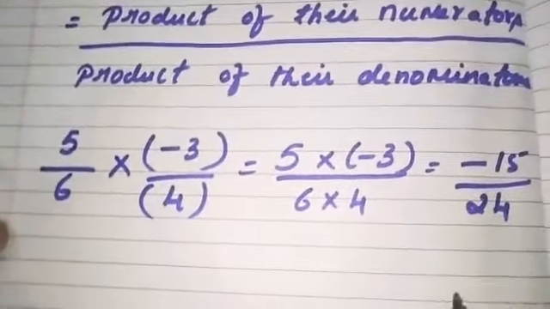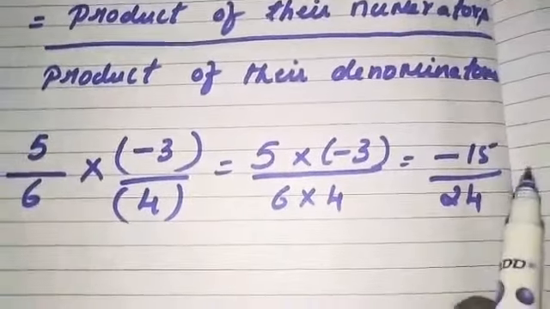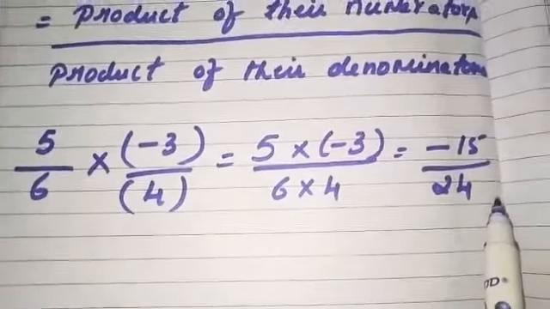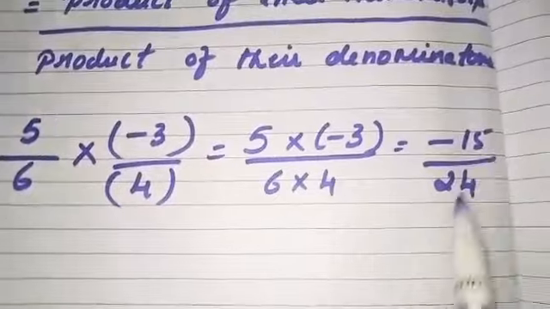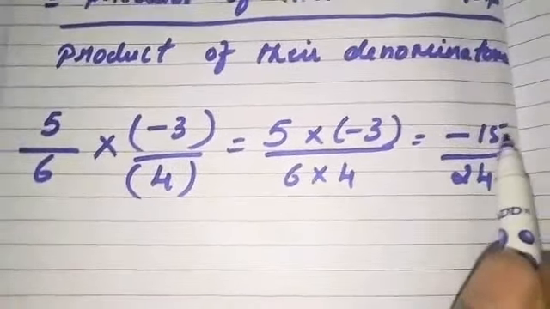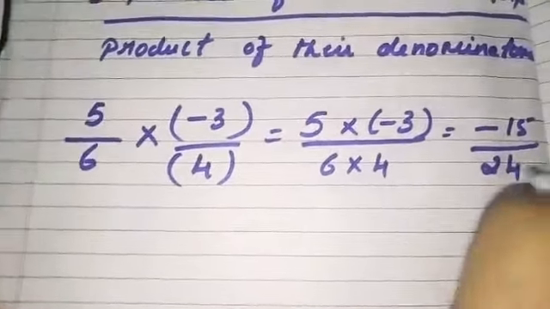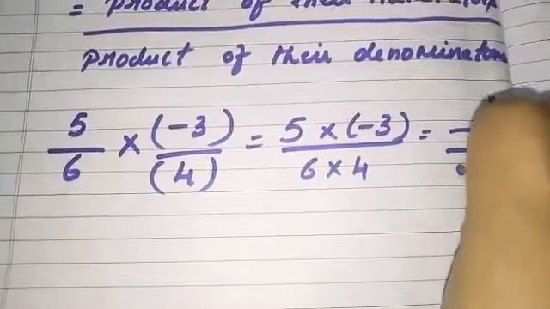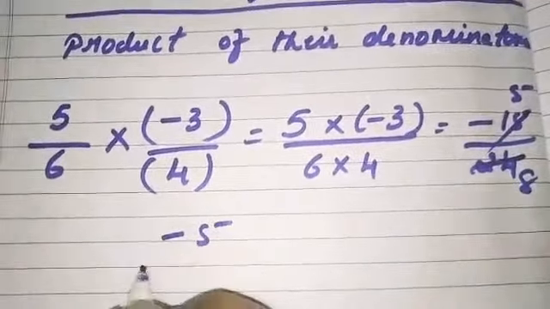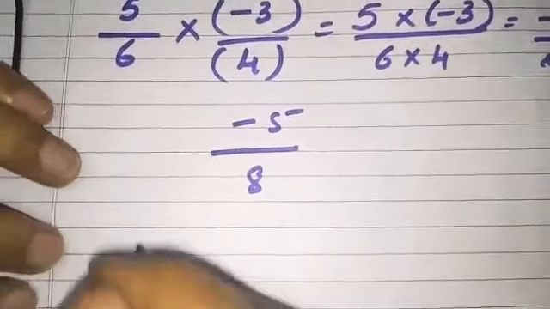Now we have to check if we can further divide this. So minus 15 by 24 can be further divided using the common divisor. The common divisor here is 3. So 3 times 5 gives us 15, and 3 times 8 gives us 24. So the answer will be minus 5 divided by 8. Let us check out another number.